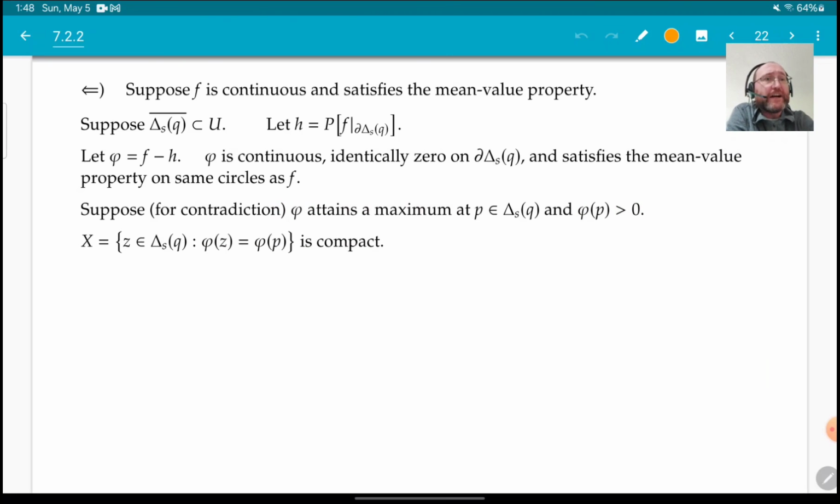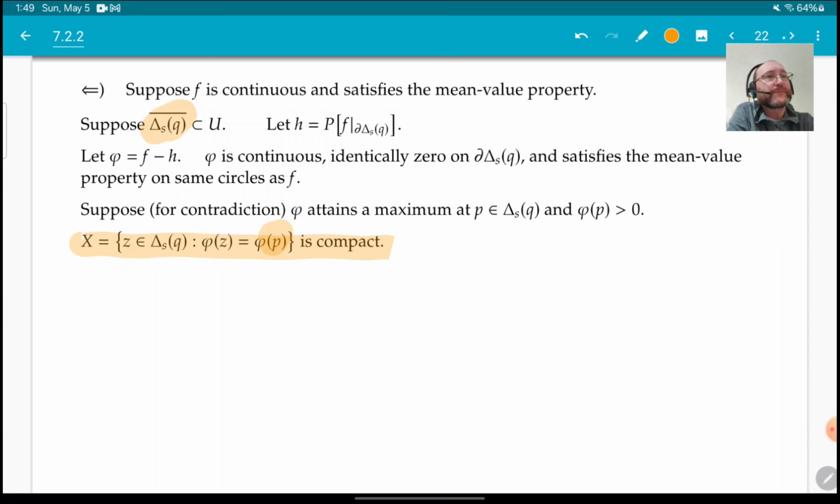And it's somewhere inside. Now, because phi is 0 on the boundary, this set of points where phi is maximal, this X, is compact because it's definitely a closed set of this disk, but it also doesn't have any points on the boundary, because on the boundary phi is 0, right? So it's not equal to phi of p, which is positive. So this is a compact subset. It's actually a compact subset of the inside of the disk, right?